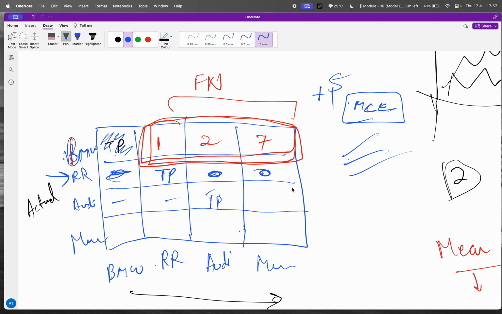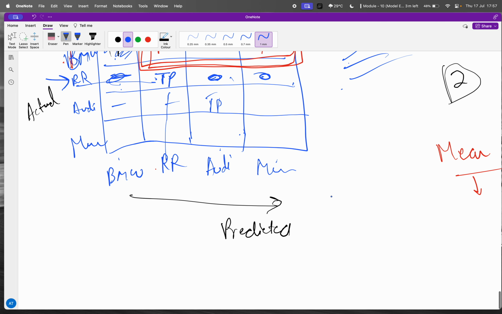Again, most of the values will become the same. So for this Rolls-Royce, check: if it actually was Rolls-Royce, but it is telling BMW, Audi, or Mercedes. So this is how you can plot the confusion matrix.